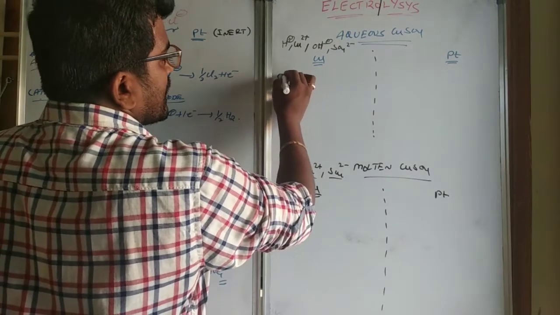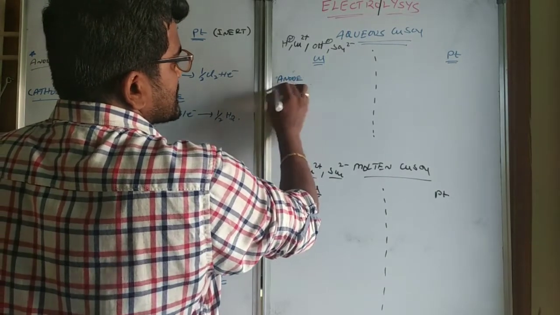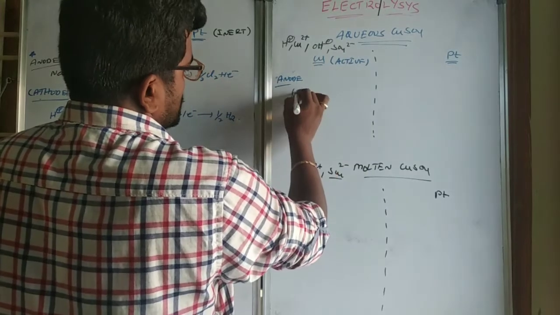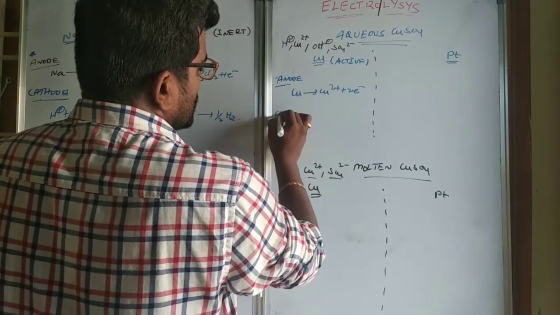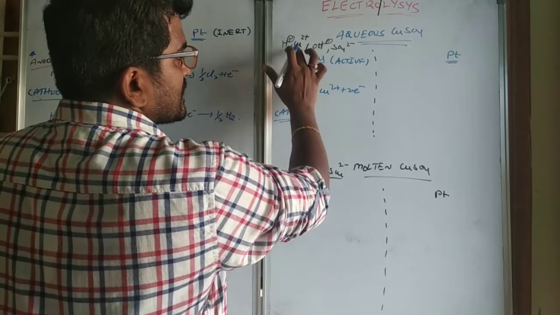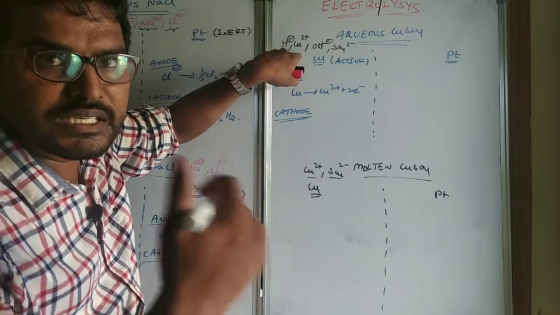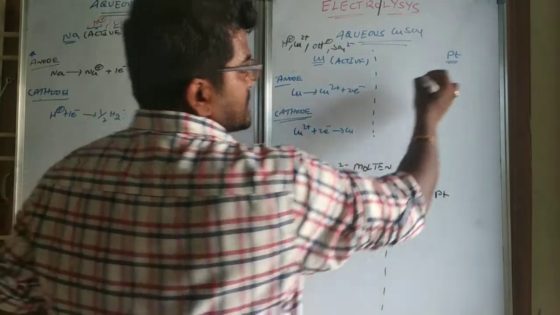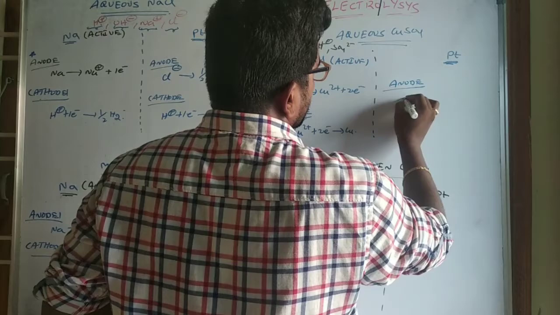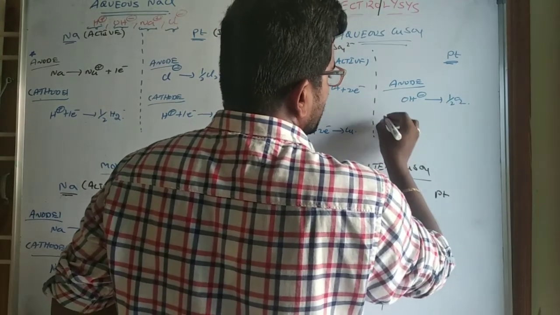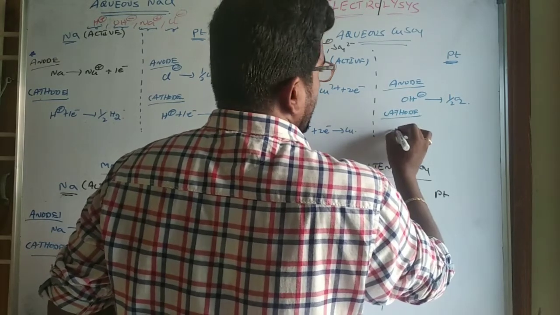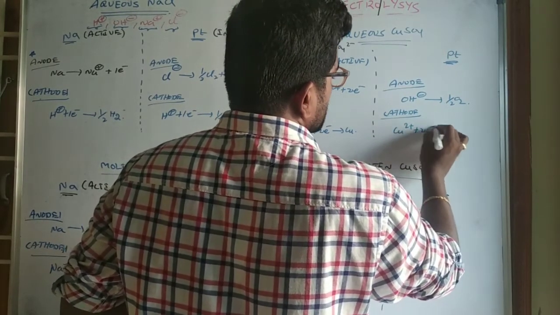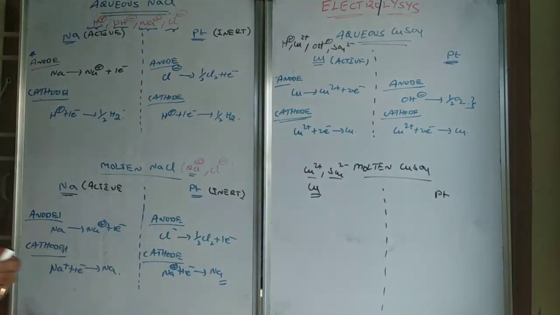Let us see what happens at the anode. Since it is an active electrode, copper will dissolve. So Cu gives Cu2+ plus 2 electrons, and at the cathode this will deposit first among copper and hydrogen, because copper is present below hydrogen in the activity series. So Cu2+ plus 2 electrons gives Cu. When you use platinum at the anode, OH- will come and it will liberate half O2, and at the cathode you can have Cu2+ plus 2 electrons gives Cu. Here the difference lies. In the copper case, dissolution of the anode takes place and deposition at the cathode takes place.